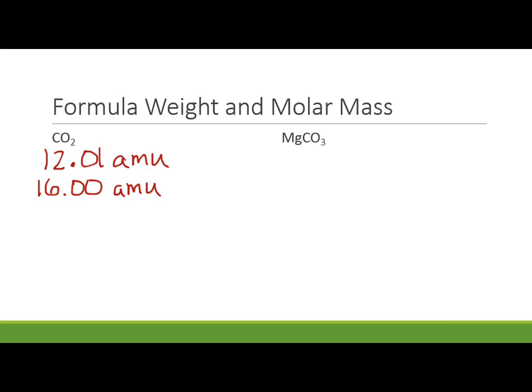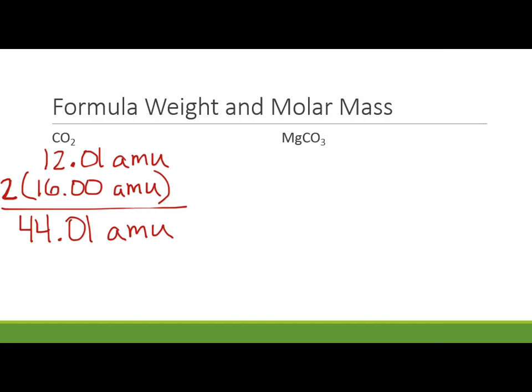But notice that in our CO2 we have 1 carbon and we have 2 oxygens, right? So I actually need to do 2 times this, and then I can go ahead and add this up, right? So 12.01 plus 2 times 16 comes out to 44.01 atomic mass units. So if I could somehow pluck 1 molecule of carbon dioxide out of the air and place it on a scale, it would weigh 44.01 atomic mass units.